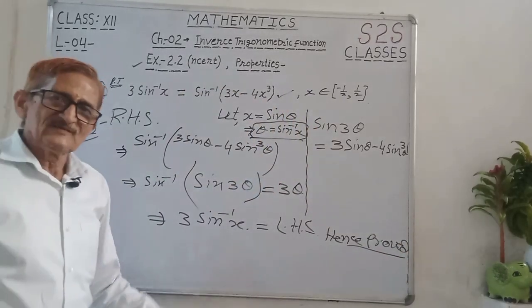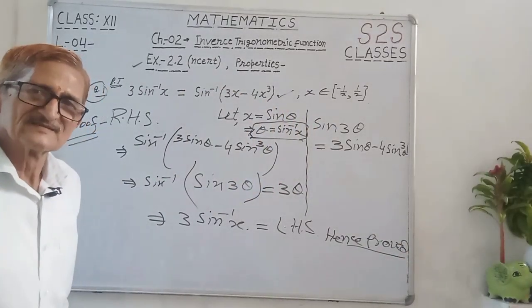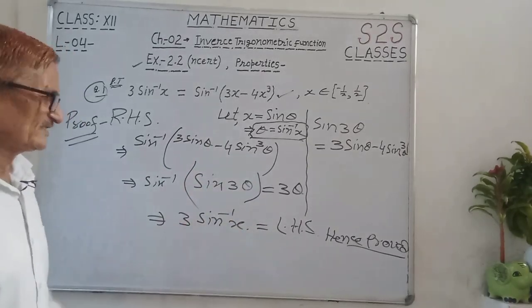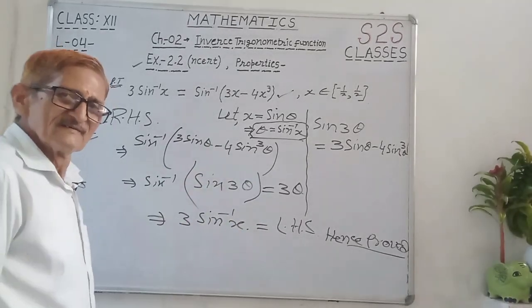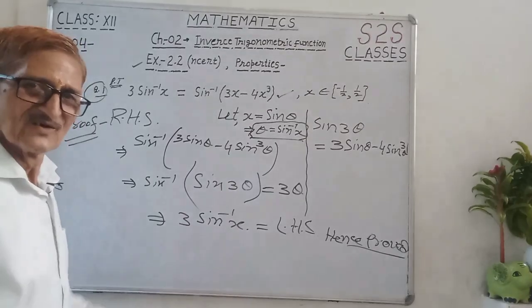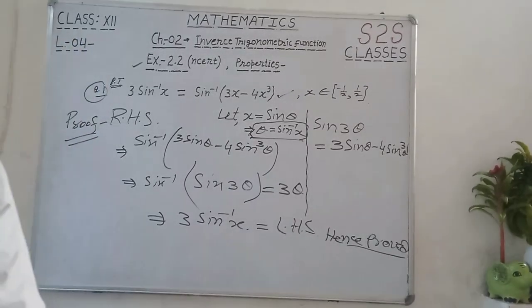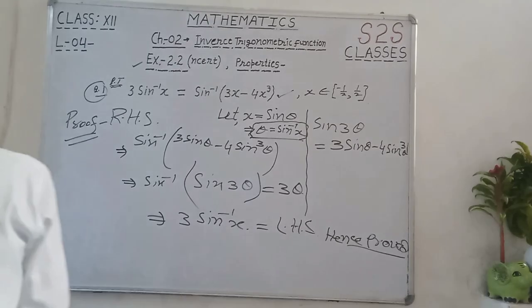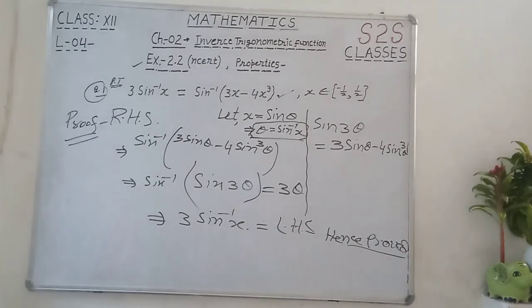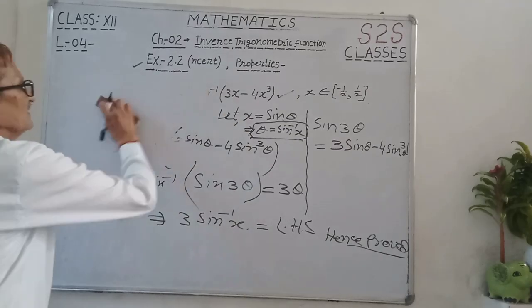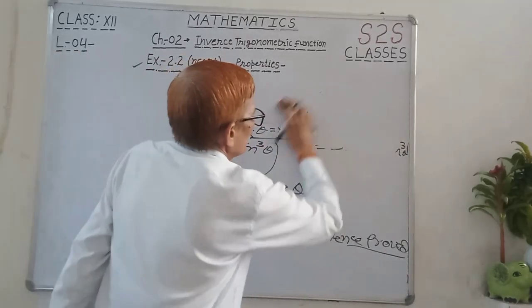So important things: formulas, simplify, done. And the property I told you, okay, domain and range only. Now next, question number 2. Same cos 3 theta formula you can do.